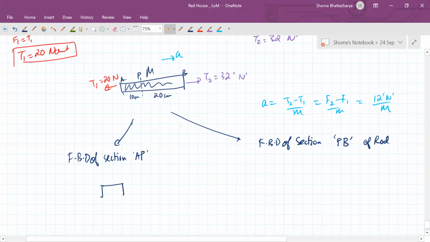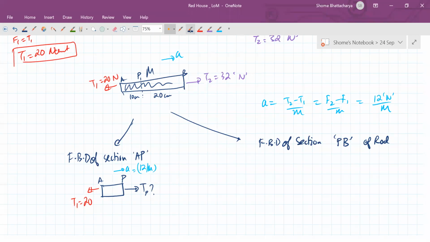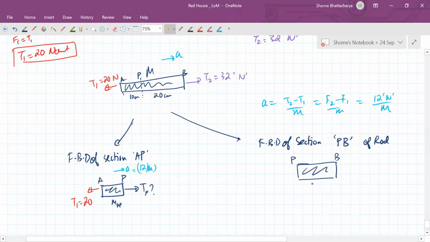Okay. So if you make the free body diagram of this section, यहाँ पे ये वाला half उसको pull कर रहा है with some tension TP, which I want to find out. But from this side there is the tension T1, which I know is 20 newtons, and this is having the acceleration A, which I know is 12 by m, whatever that mass is. Now the question is, what is the mass of this part? Okay. This part has a mass which we need to calculate. Okay. Similarly, this one is like this. If this is this, so this is 20 centimeters long. This is 10 centimeters long.